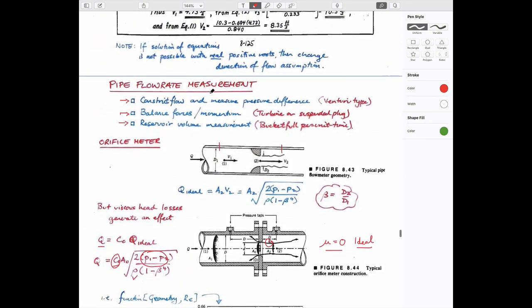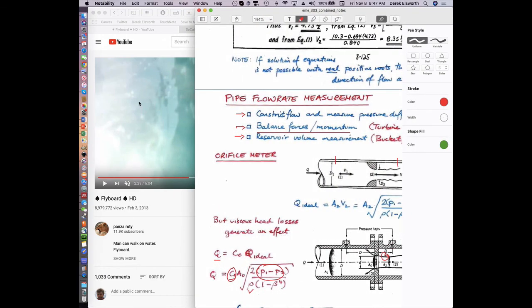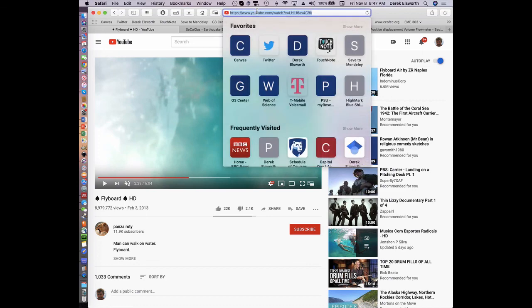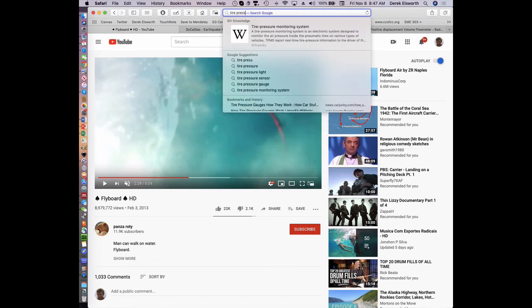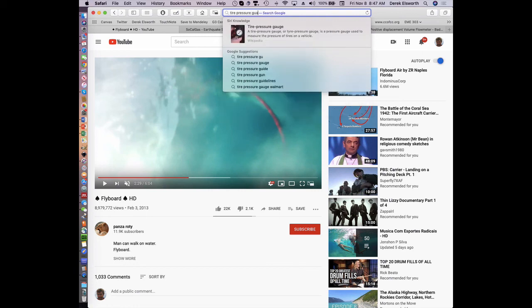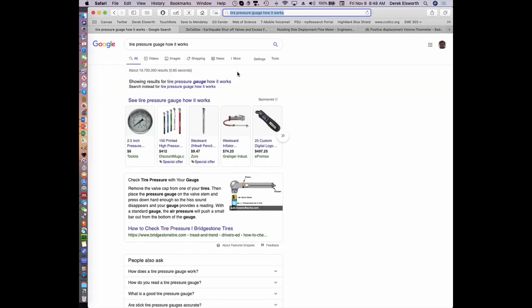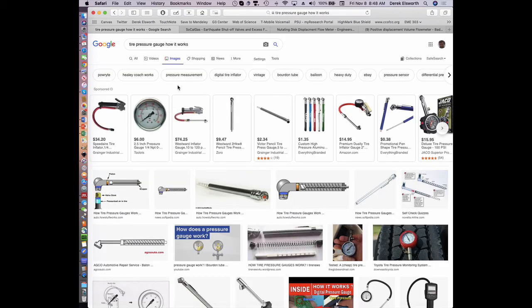The other two that we talked about are balancing forces, and I guess the example of that, I actually looked it up last night. Let's see if I can find it again. Tire pressure gauge, see if they have some figures. It's probably not a bad one. Actually, this is one that's pulled apart.